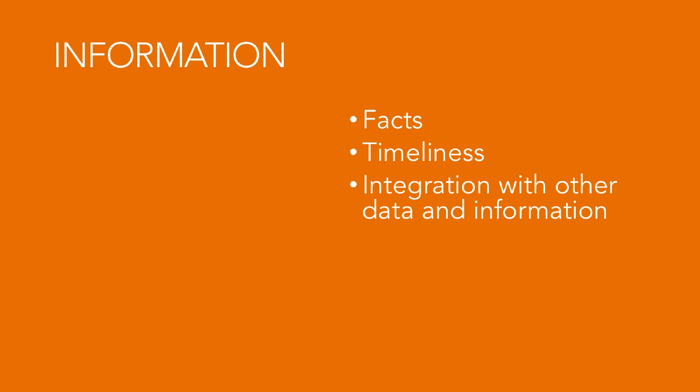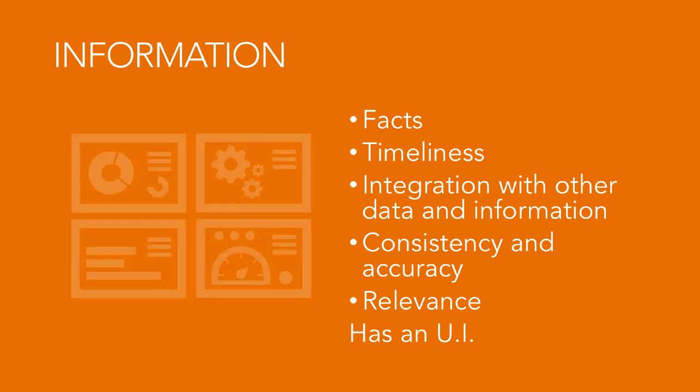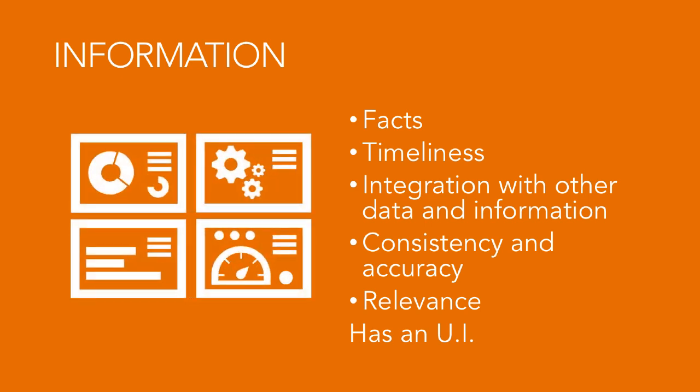Now, here's what you need to know about information. Information is used for decision making. So it has to be consistent, it has to be accurate, it has to be relevant, and it should have a user interface. So that user interface may be charts, it may be graphs, but it needs to have something that makes it easy for a human being to look at, understand, and then discern value. And this is the big difference between data and information.